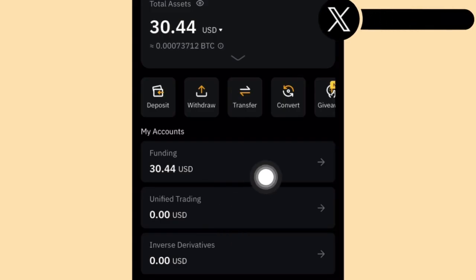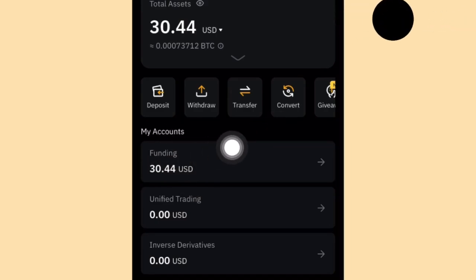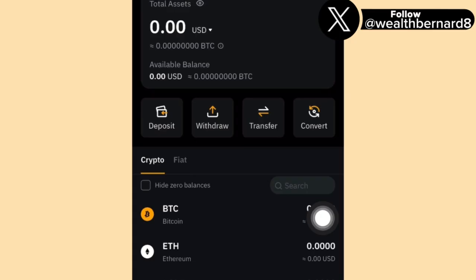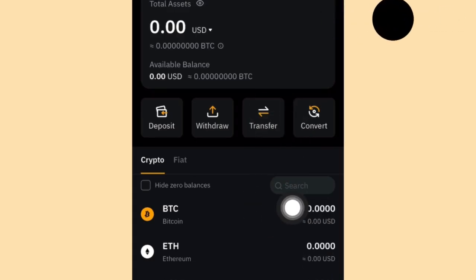So what that means is funding is the one you receive when you buy or deposit to your account. You're going to receive it via funding, and from funding you can transfer it to unified trading. For that to be done, you want to click on funding, and once you click on funding, you want to go to where it says transfer.